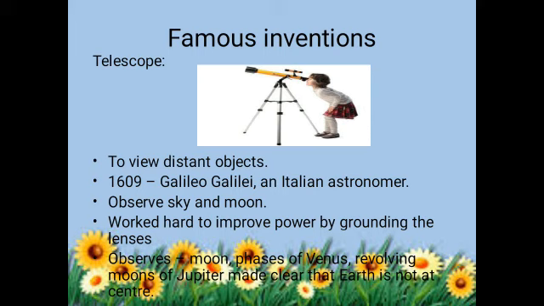He is the first person to say that Saturn has a ring. Okay, and also he worked hard to improve the power of this telescope by grinding the lenses, right? So he observed moon phases, and then Venus phases, and the moons that are revolving around the planets, etc. And also he said with these observations that Earth is not the center of the universe, right? This is the famous invention, that is, the telescope.